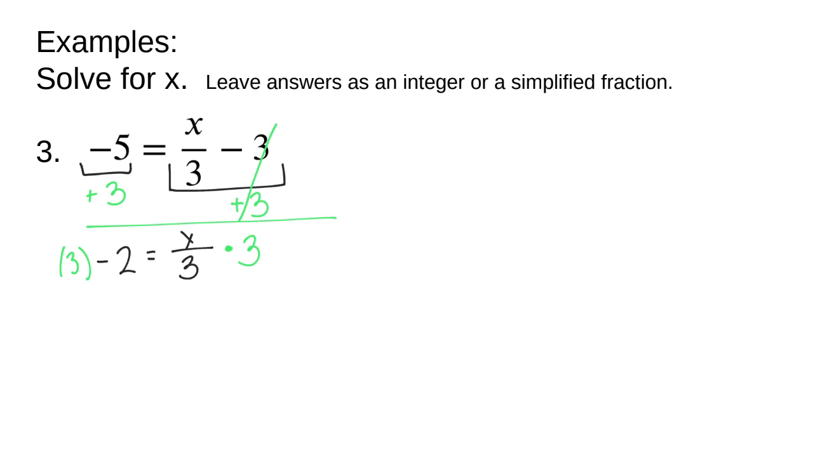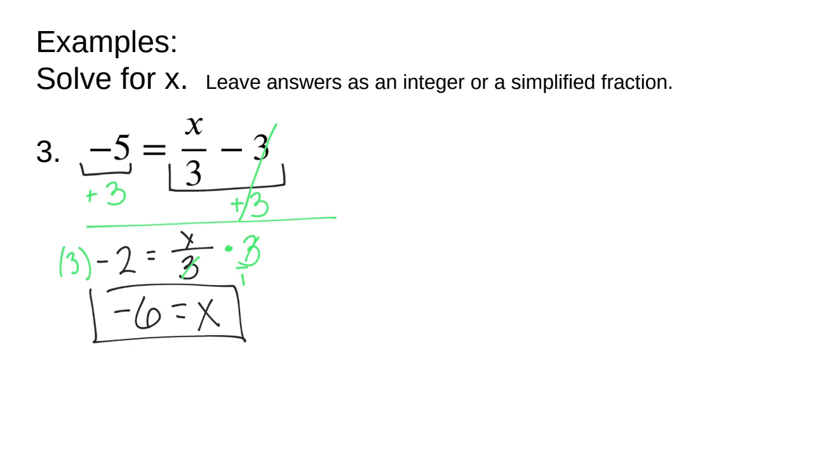On the right side, these 3's are going to cancel out, but maybe it's not quite intuitive how that works. Remember, 3 is the same as 3 over 1. And when you're multiplying fractions, you can reduce first. So 3 on top cancels with 3 on bottom because those are reducing to a 1. And so this is now going to just be 1x or x on that side. The other side, we've got 3 times negative 2, which is negative 6.